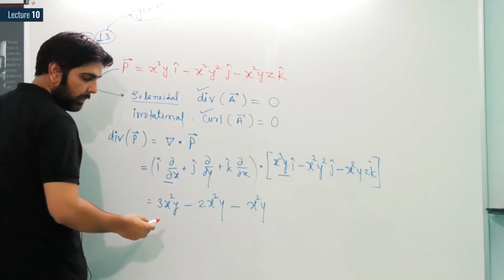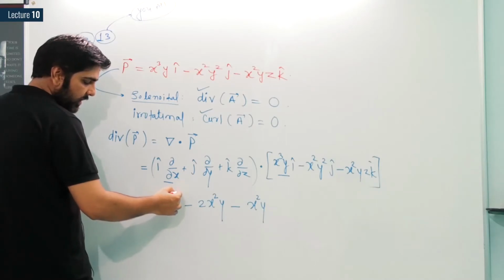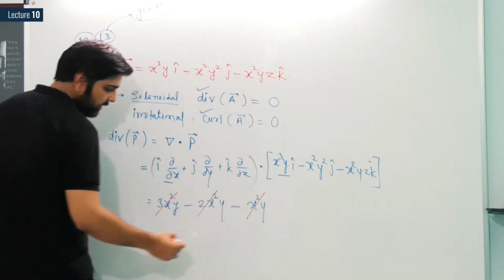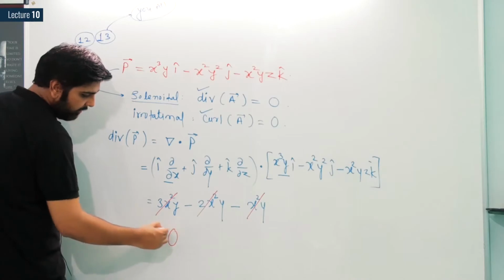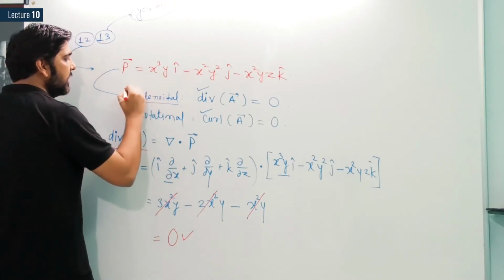Here you can see the magic. This is nothing but 3x square with a minus sign and plus x square y, 3x square y, and minus and plus cancel out, so I am having 0. So the divergence of this is equal to 0, so it should be solenoidal.